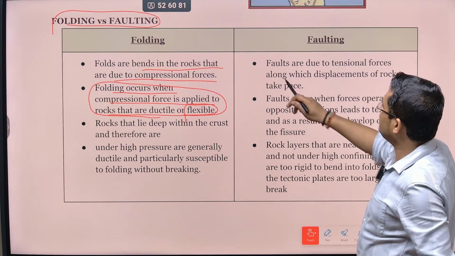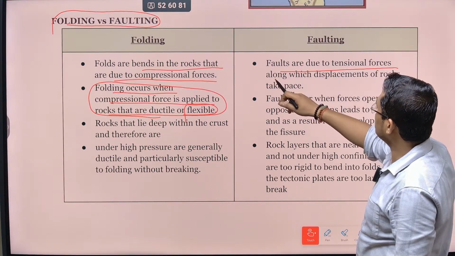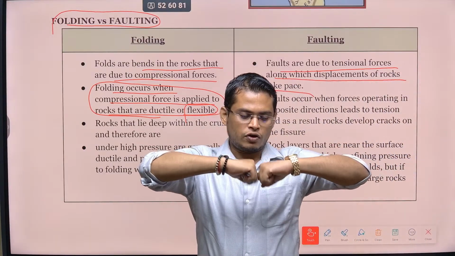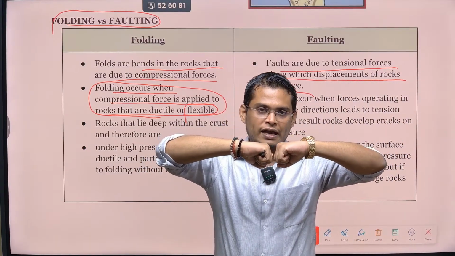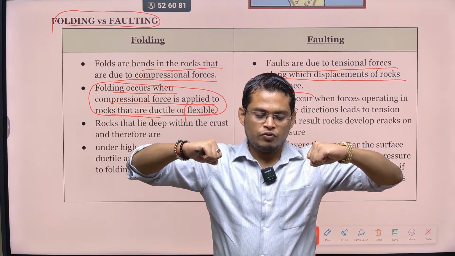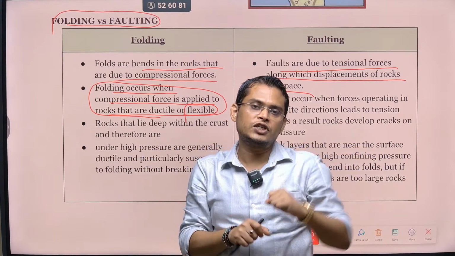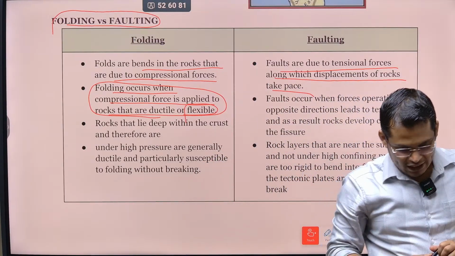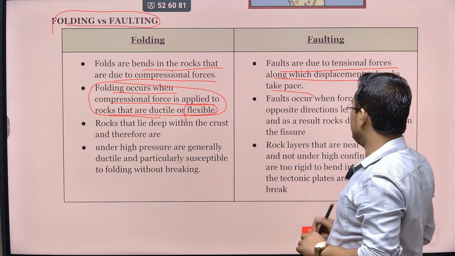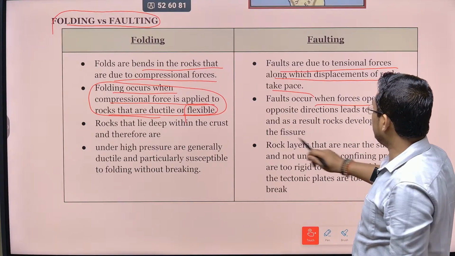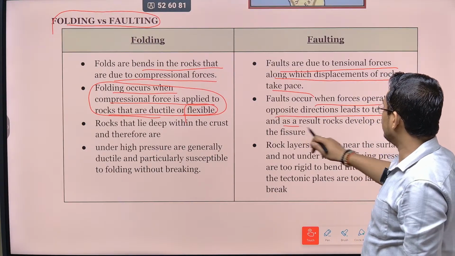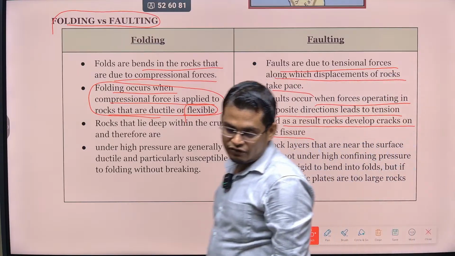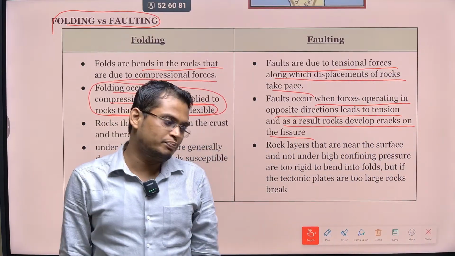So you can see the faults are due to tension force along which displacement of rock takes place. If there is a complete rock, let us say this is a pure rock, and they are moving apart, then when they are moving apart the middle portion will fall down, and that is what led to the creation of faulting. Rift Valley, a classic example is the African Rift Valley. So fault occurs when force operating in the opposite direction leads to tension and the rock develops cracks and fissures. If you see the African Rift Valley, you will see there is a big fissure happening there.